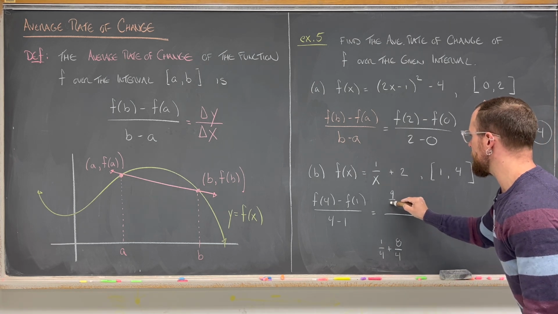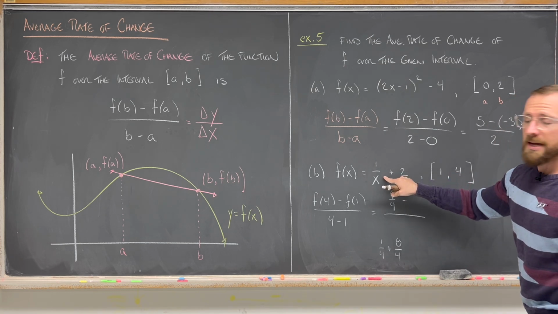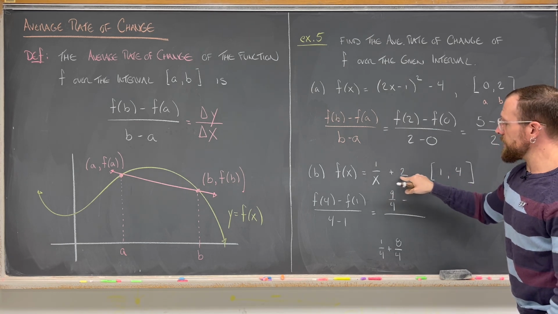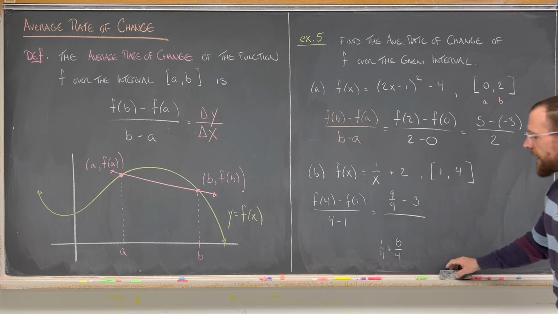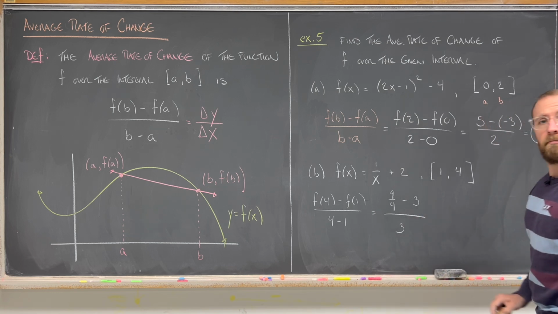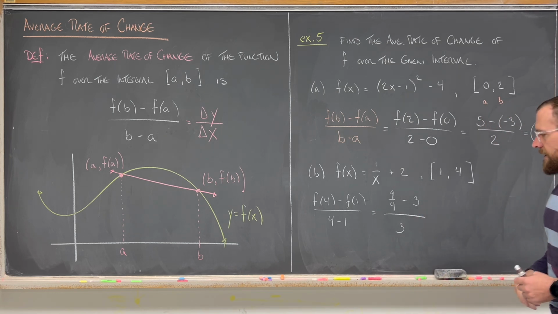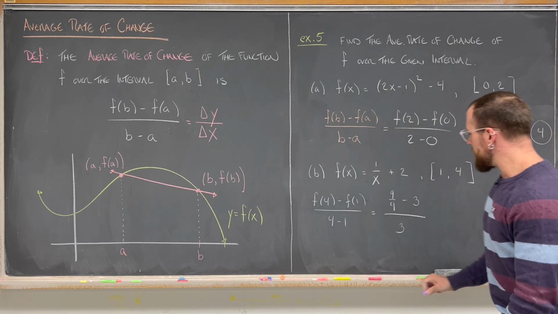So we get 9/4 minus f of 1. F of 1 is a nice number. 1 over 1 is 1, plus 2 is 3. So we're going to be subtracting 3. And my denominator, let's see, 4 minus 1 is 3. Okay, great. Now this is what's called a compound fraction. It's been a little while since we've seen these, but we know how to handle this.